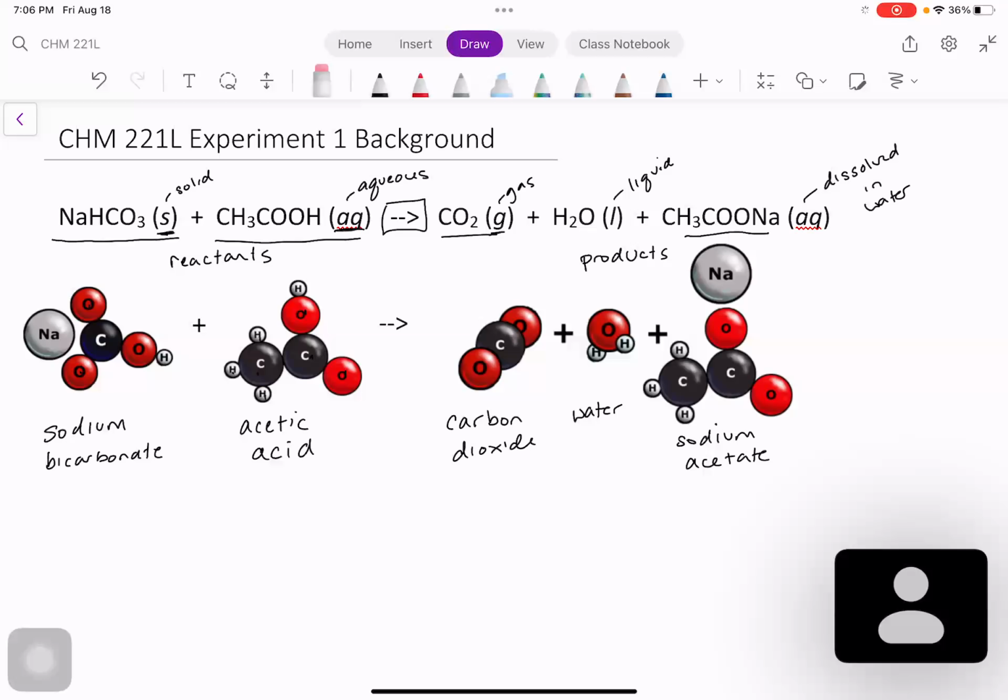So we're starting with atoms in one configuration. We're going to mix them together, and mixing them together literally means that these molecules are going to collide in solution. When you're shaking your reaction, you are shaking together the sodium bicarbonate molecules with the acetic acid molecules. And as those molecules hit one another, atoms are going to break off and form new bonds. And the new bonds will be these new molecules that are formed.